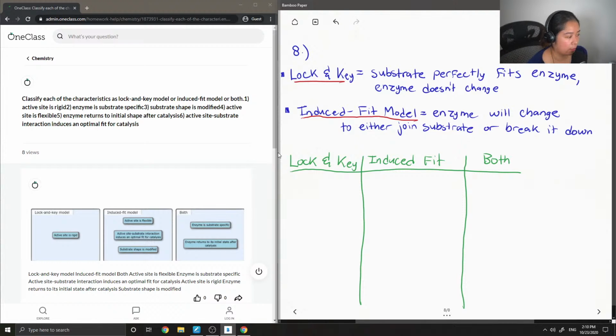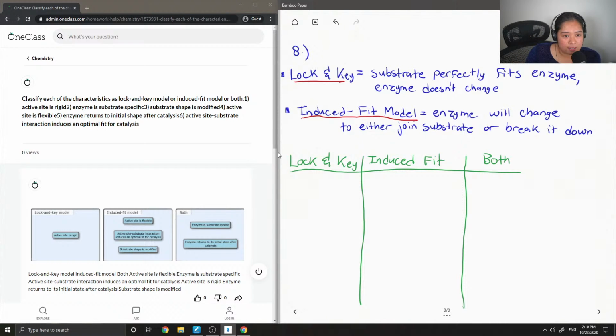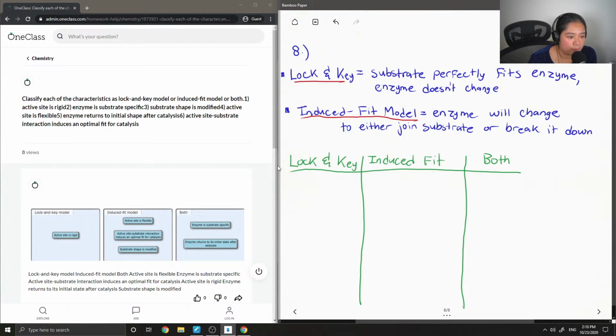Okay, so let's look at option 1. Active site is rigid. So basically that means that the active site can't, it's not easy for it to change its shape. So this is an example of a characteristic of the lock and key model. So 1 goes there. Okay, so let's look at 2. The enzyme is substrate specific, so this can be both of them.